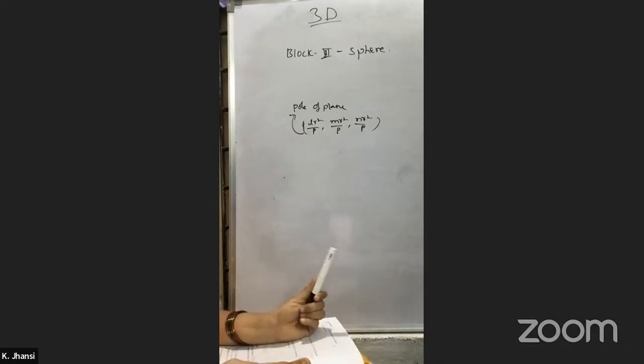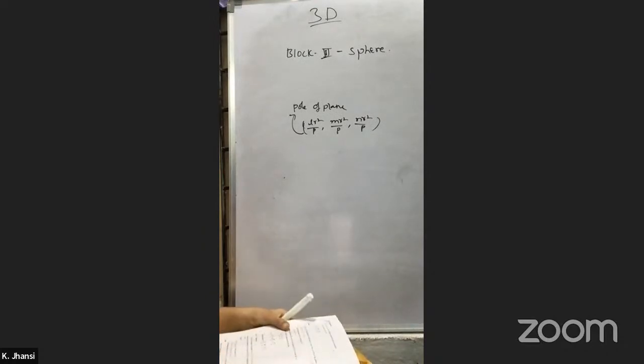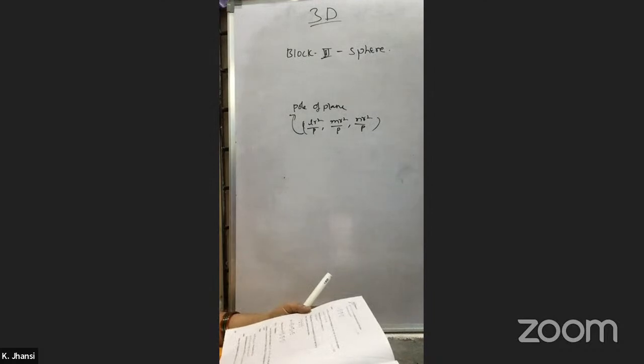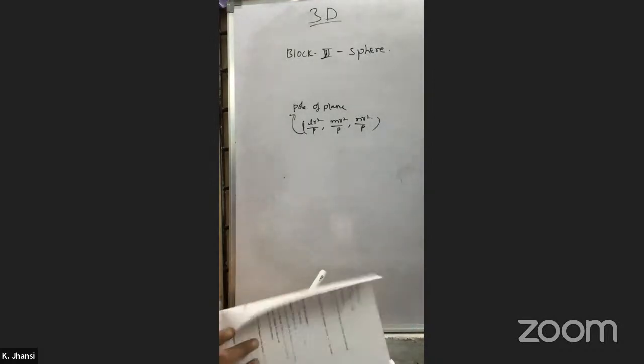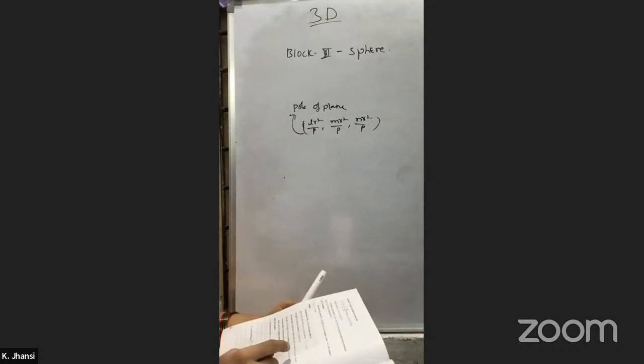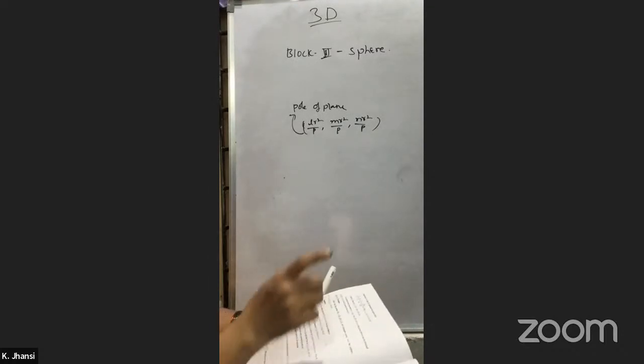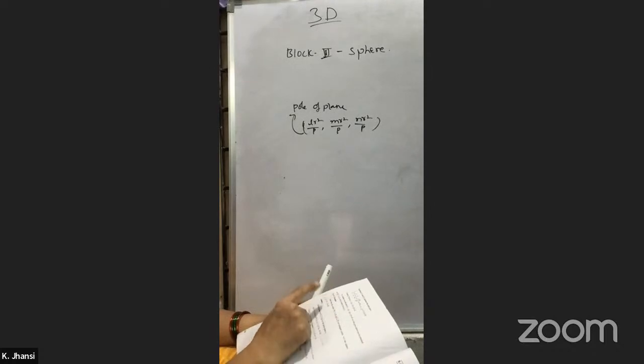Two points will be there. If you substitute those 2 points with respect to the sphere, and you get the same result, then the 2 points are called conjugate points. You have an example on page number 208. 2 points P and Q are there and one sphere is given. First you have to substitute 1 point, then you will get one equation.